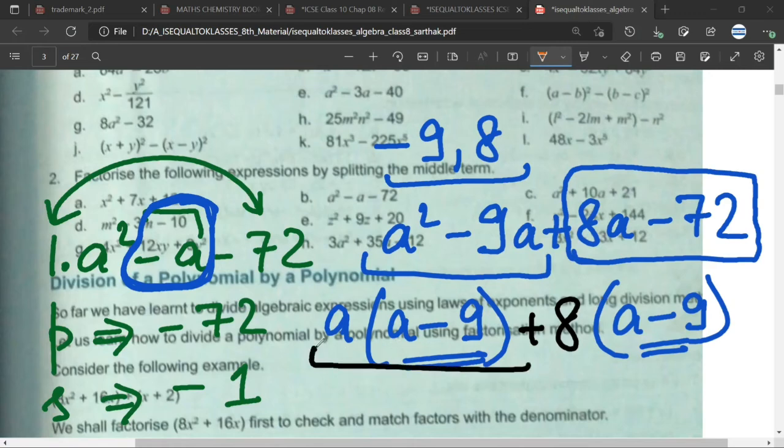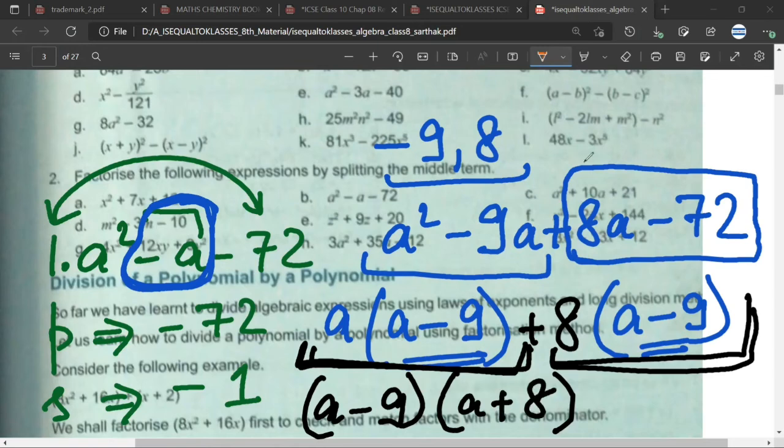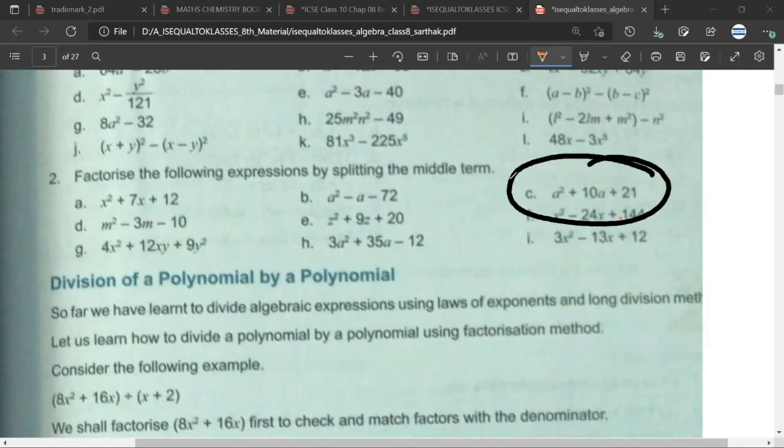What is the common factor between this term and this term, Mr. Sarthak? A minus 9. Shabash, a minus 9. And what remains, Mr. Sarthak? A plus 8. Are we clear? Yes.